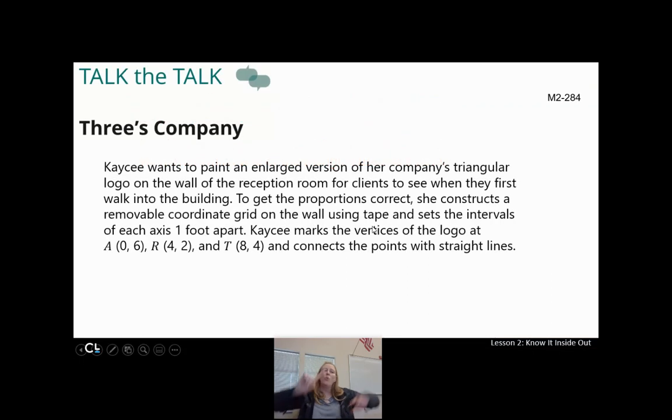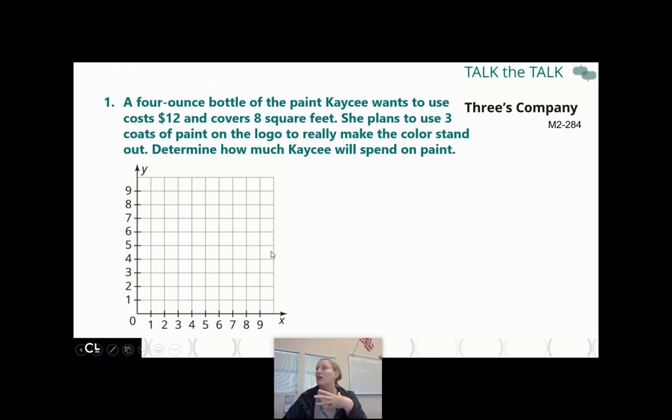Extra special bonus, we got one more on our Talk the Talk. Casey wants to paint an enlarged version of her company's triangular logo on the wall of the reception room for clients to see, right? When they first walk into the building, here's this big, beautiful logo. To get the proportions correct, she constructs a removable coordinate grid on the wall. She puts a big coordinate grid on the wall using tape and sets the intervals of each axis about 1 foot apart. And Casey marks the vertices of the logo at A (0, 6), R (4, 2), and T (8, 4) and connects the points with straight lines.